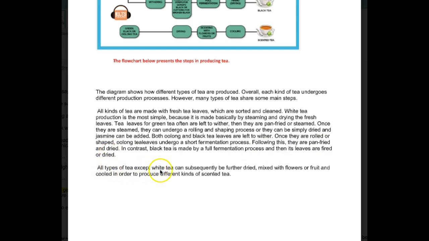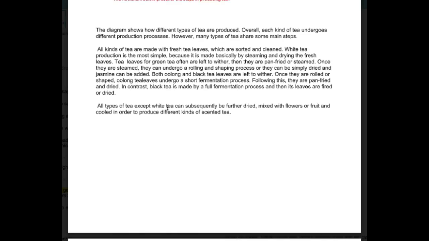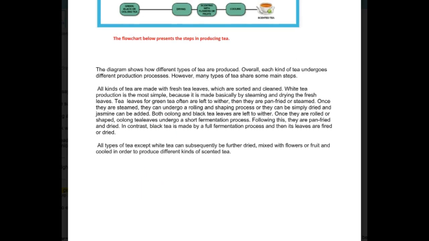All types of tea except white tea can subsequently be further dried, mixed with flowers or fruit, and cooled in order to produce different kinds of scented tea. Excellent. Good. I would perhaps even put a summary at the end here. This is excellent, though. There's hardly any grammar mistakes, and we've got a very good overview here. Maybe I would have put the scented tea here, and then something similar to here, just to indicate that we've finished. This is an excellent task 1 description. Good work there, Andrea.